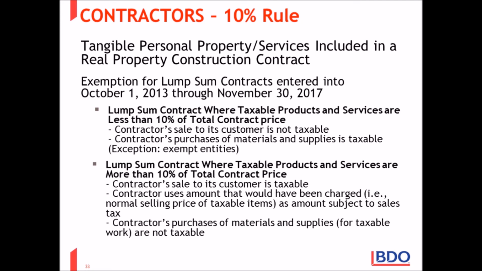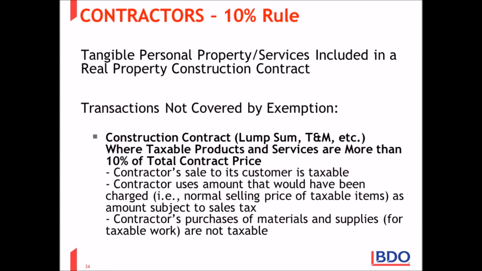So you might have a project where you charge a certain amount, but then there's also a management or project fee, an additional 10%. What the department was doing is they'd go in and say, well, you've got to allocate that, and 10% of that management fee got allocated to any of your taxable portion, and that was catching a lot of contractors. And then lastly, in this situation, the contractor's purchase of materials and supplies for any taxable work would be non-taxable, because you'd basically be selling tangible personal property or taxable products or services and charging sales tax.